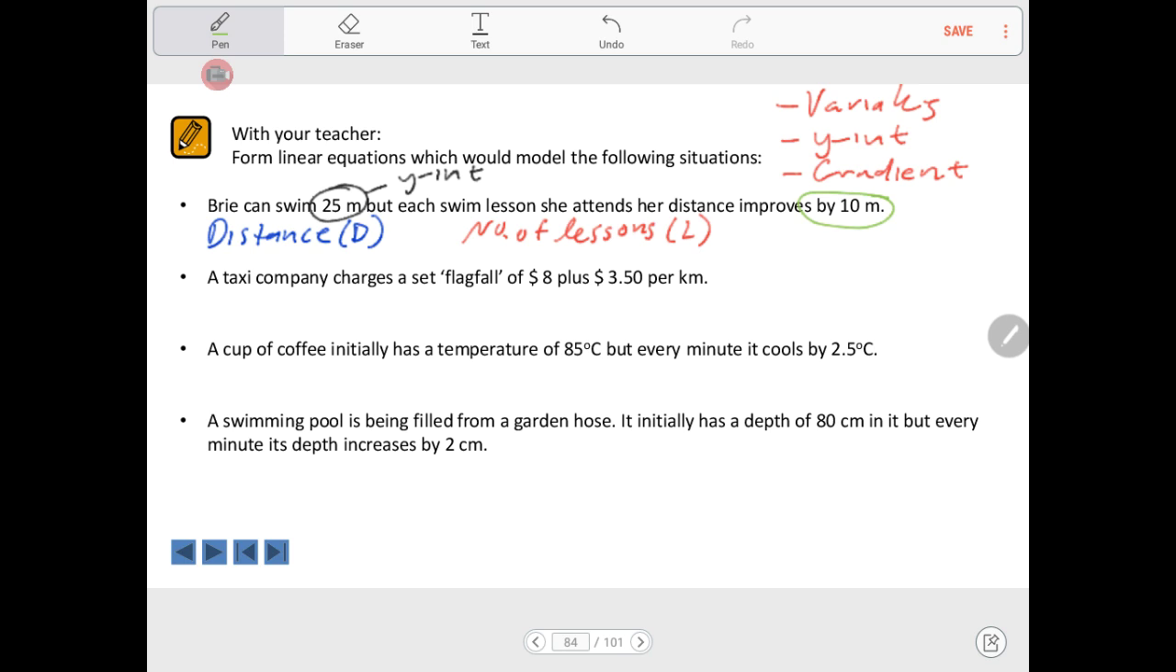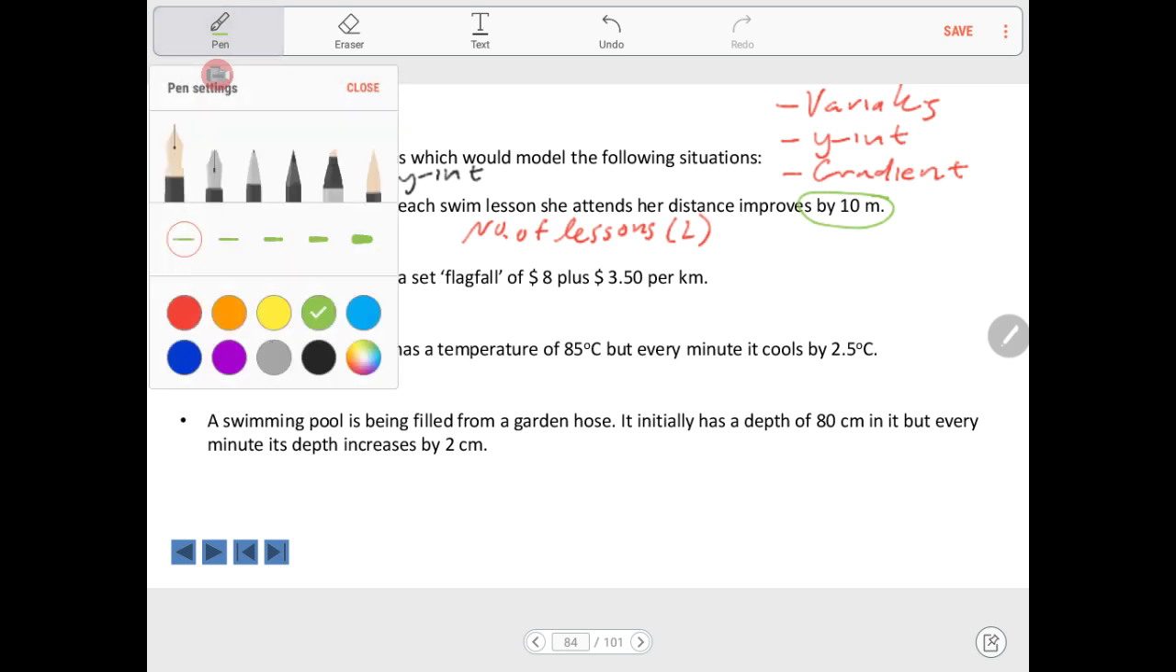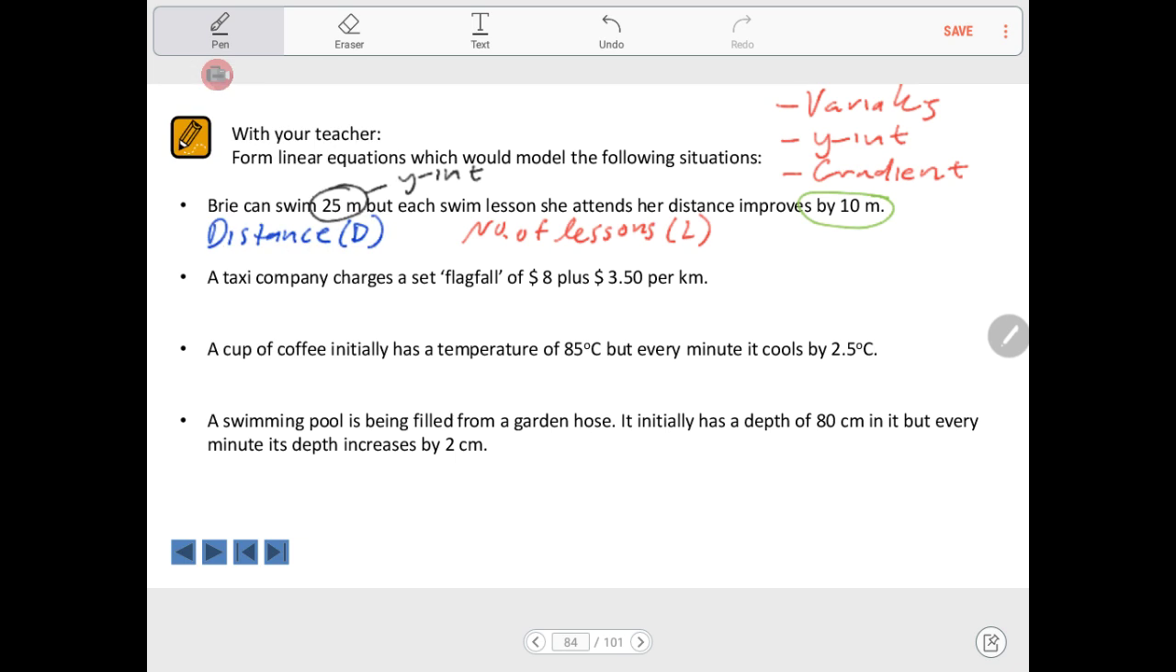Okay, so we need to get the variables the right way around. So of course we're going to put the dependent variable where the y variable is, and we're going to put the independent variable in the x variable position. So ask yourself, does distance depend on the number of lessons, or does the number of lessons depend on the distance? Well, distance depends on the number of lessons, so our equation will be D for distance equals 10 times L, the number of lessons, plus that 25. So that's our first equation.